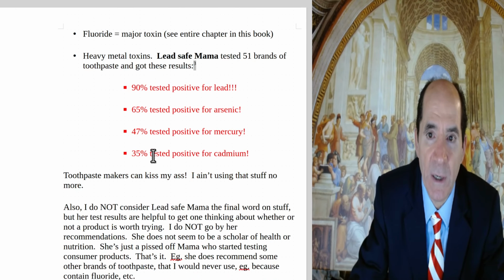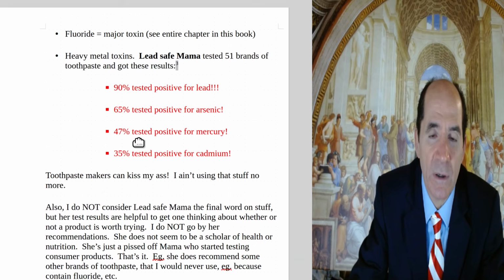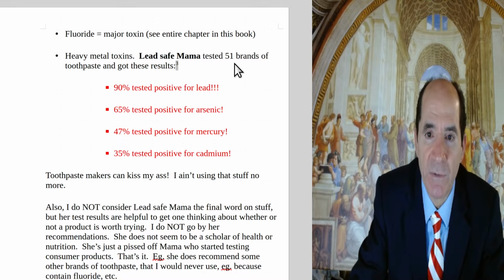They're all bad. Fluoride's a major toxin. It's rat poison. It's bad for you. It's total crap. We shouldn't. Heavy metal toxins. Lead Safe Mama tested 51 brands of toothpaste.